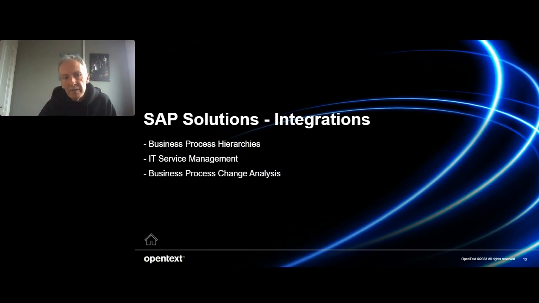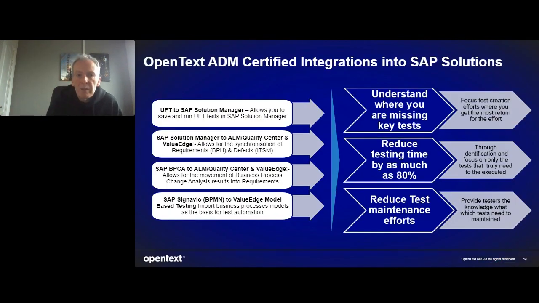So how does this all feed into SAP? This data and these analytics are all great, but we need the relationship back to what we have in SAP. And we have that with certified integrations to Solution Manager. So in terms of our functional testing, you can run UFT, Unified Functional Tests, from Solution Manager. You can also synchronize the business process hierarchies from Solman into the requirements tree in ALM Quality Center, and also into the requirements tree in the new platform, Value Edge, which I'll come to shortly.